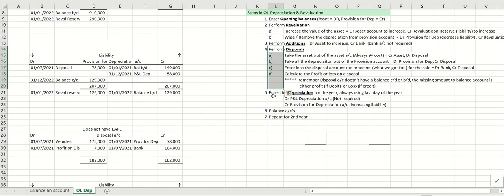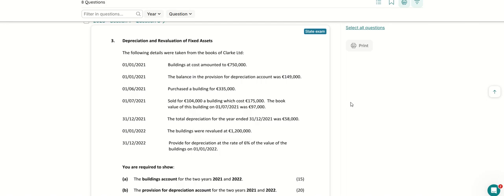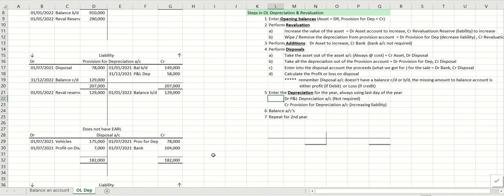The final step then is you're going to enter the depreciation for the year. So we're going to read what they tell us about it. Provide for depreciation at the rate of 6% of the value of your buildings. So we have to calculate the depreciation this time around.